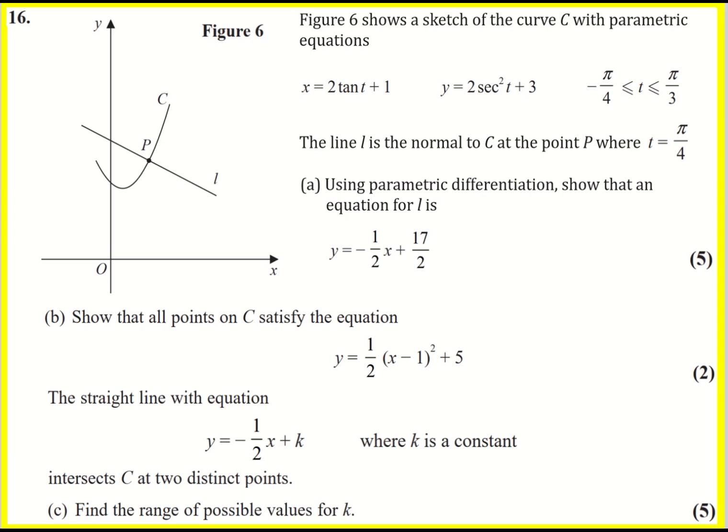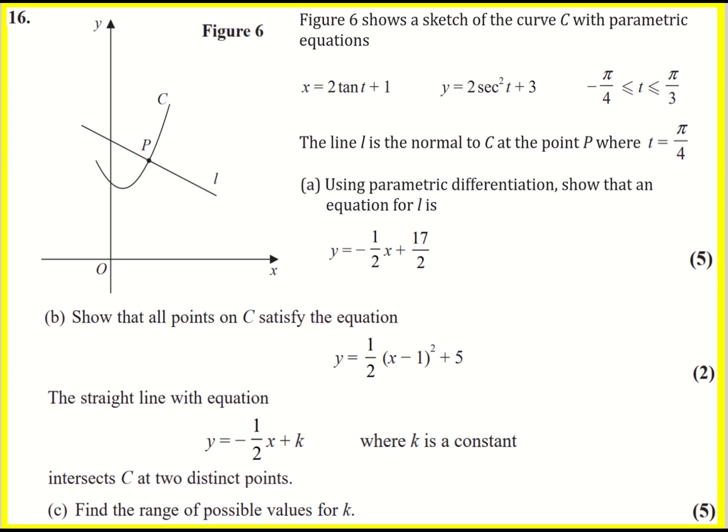Figure 6 shows a sketch of the curve C with parametric equations as shown. Note there's a restricted domain for t, and that means the curve only exists between these values. It doesn't go on forever. That's going to be relevant later on.